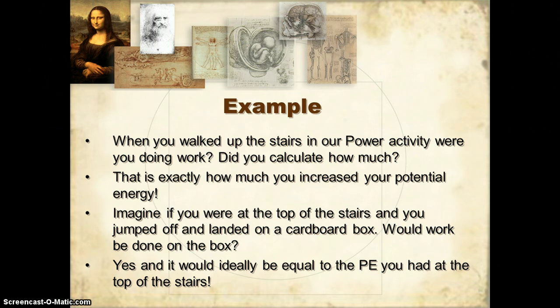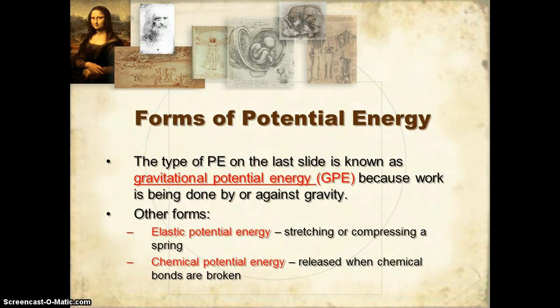Imagine if you were at the top of the stairs and you jumped off the back and landed on a cardboard box. Would work be done on the box? Yeah, work would be done on the box, and it would be ideally equal to the potential energy that you had at the top of the stairs. There are some forms of potential energy that we should talk about. The one we were talking about on the last slide is known as gravitational potential energy. Sometimes they just call it GPE, and that's because the work is being done by or against gravity.